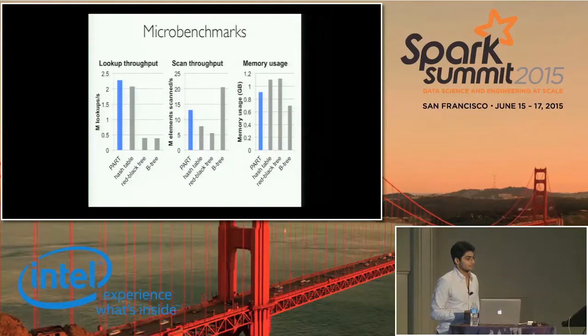Now these are some more numbers to show the high performance of this data structure. These don't involve mutation, so the persistence doesn't come into play, but it shows the benefits of a radix tree. For lookups, you can see that PART is faster than hash tables, because we can terminate early for keys that don't exist, and that avoids a number of cache misses that you'd otherwise get for a hash table. The scan performance and memory usage are comparable to the other index data structures. Not as good as B-trees in some cases, but they're all close.